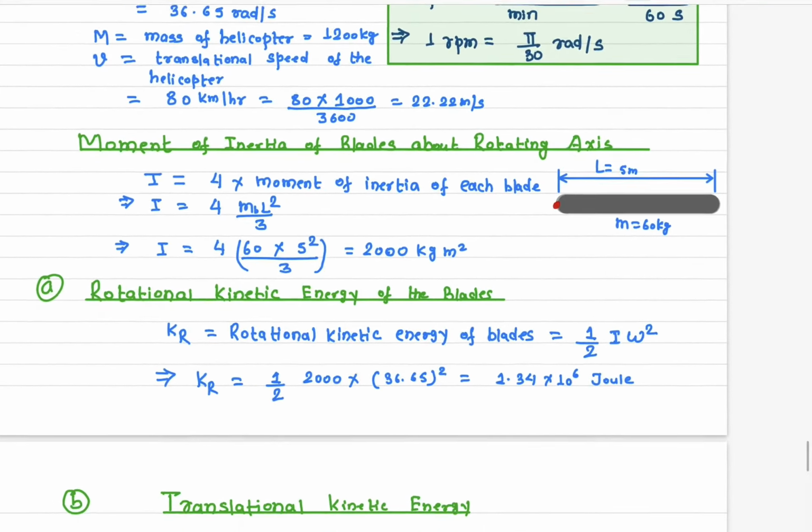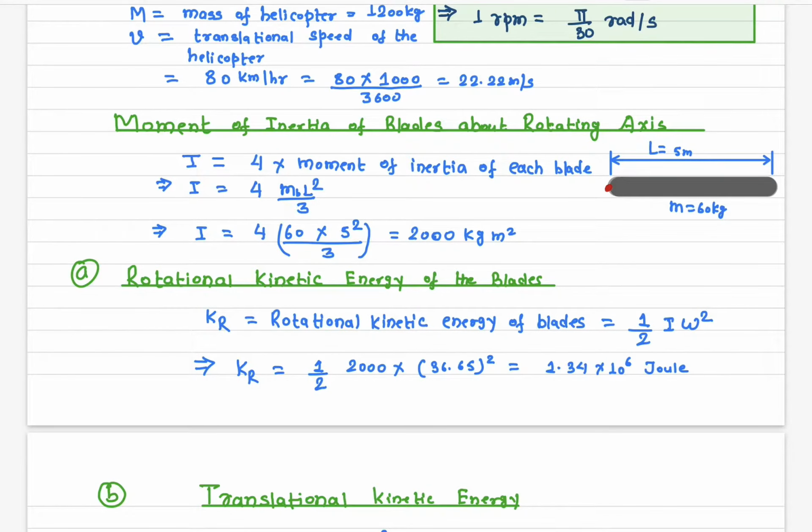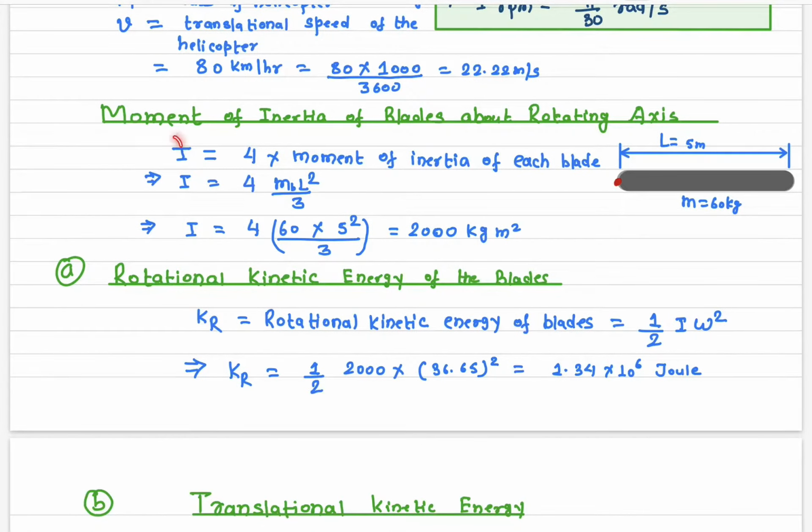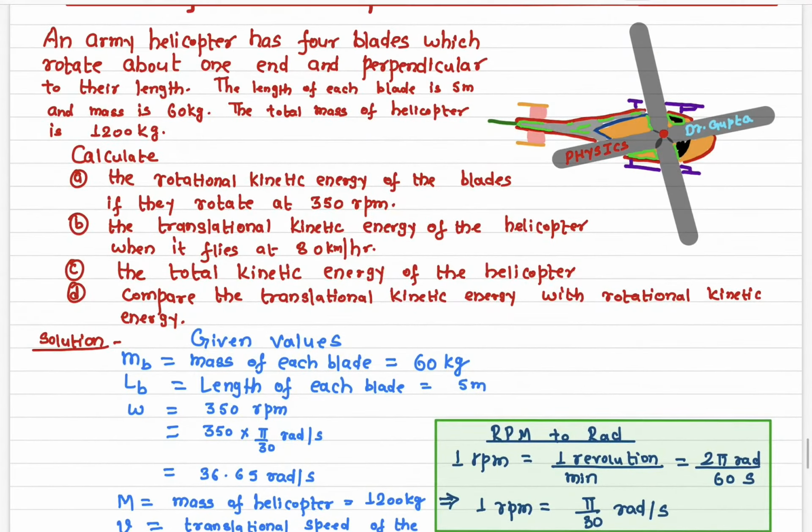So the first thing we'll do is calculate the moment of inertia of each blade. The blade can be assumed as a rod. And we have 4 blades here. So the total moment of inertia would be 4 times the moment of inertia of each blade. And remember, all the blades are rotating about this axis. So it is not through the center of mass, it is at the end. It is rotating about the end.